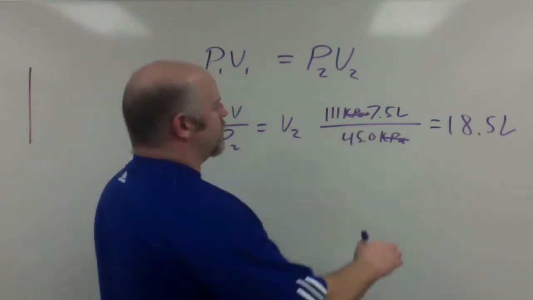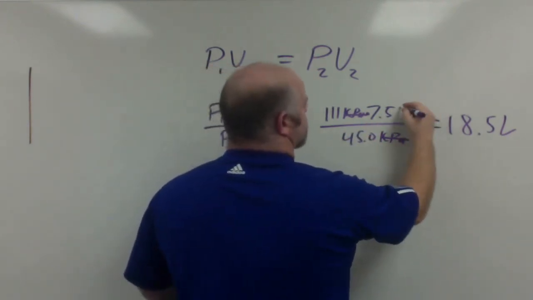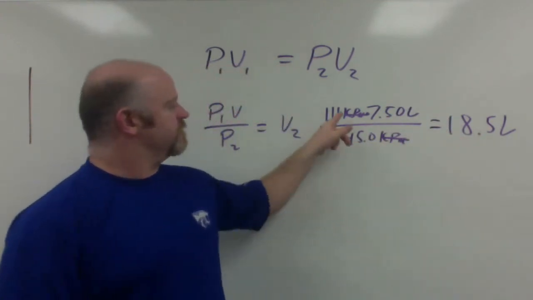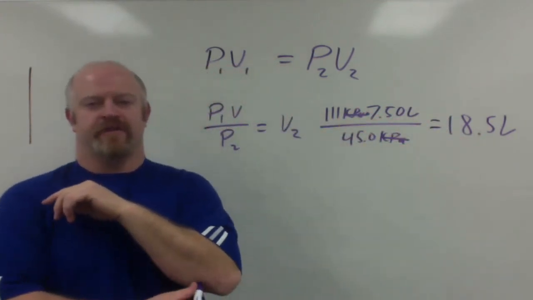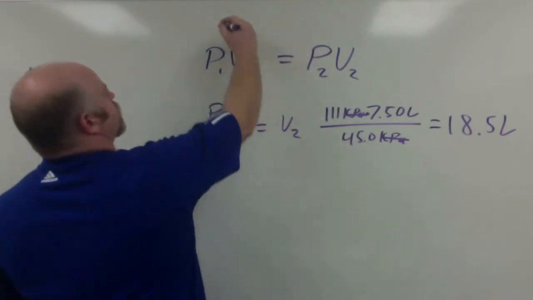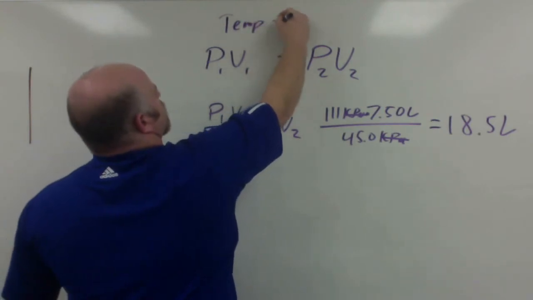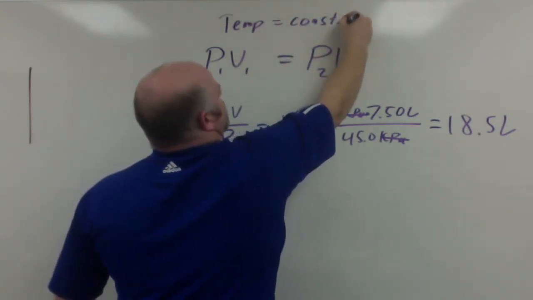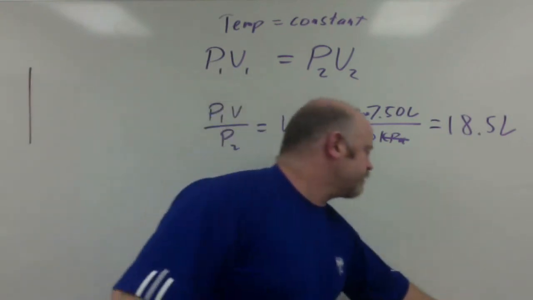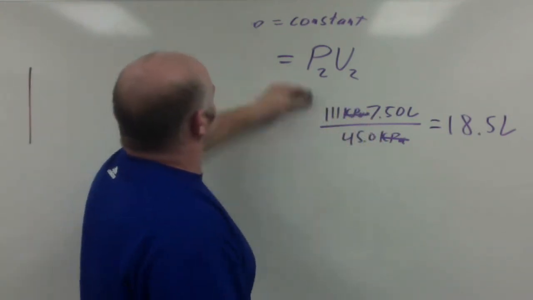From the problem, we actually had 7.50 liters. That is why we still have three significant figures for this problem, because these are measured values. Okay. Again, Boyle's law, because we had temperature constant. So we're dealing with just pressure and volume with this one.